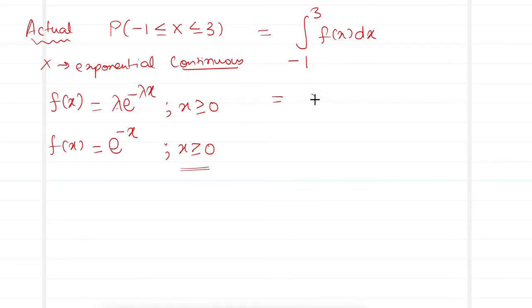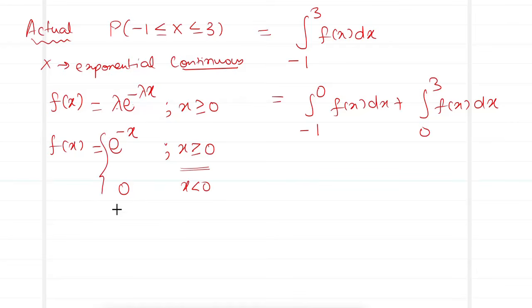So let me split and write this as the integral from minus 1 to 0 of f of x dx plus the integral from 0 to 3 of f of x dx. What happens in the range x less than 0? The function takes 0 elsewhere. Hence, this function between minus 1 to 0 will vanish for the exponential function. So, we will have to just integrate between 0 to 3. What is our f of x? e power minus x dx.